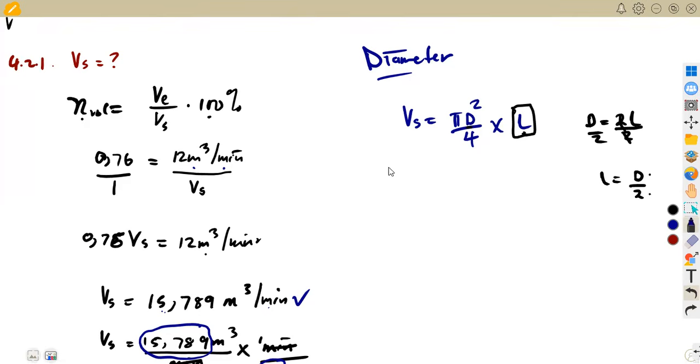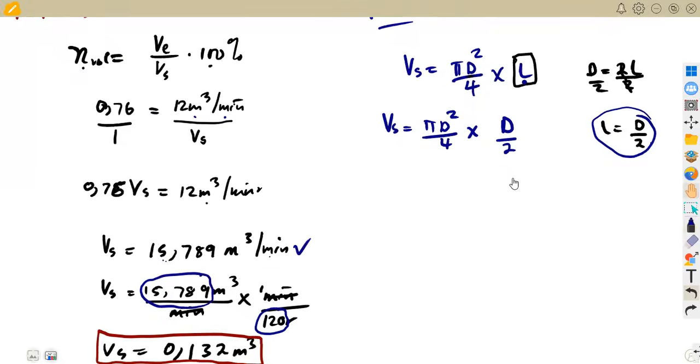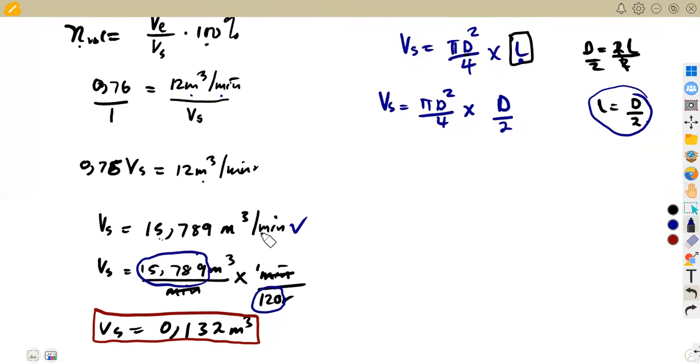So that means we are going to have our formula at the end as Vs is equivalent to pi d squared over 4 multiplied by the L, which is given as d over 2. So that is going to be d over 2, not d squared, but d over 2 like this. So that is what you're going to have. So we can calculate the diameter because we've got this as the only unknown value. So let us substitute our values and see what you're going to have.